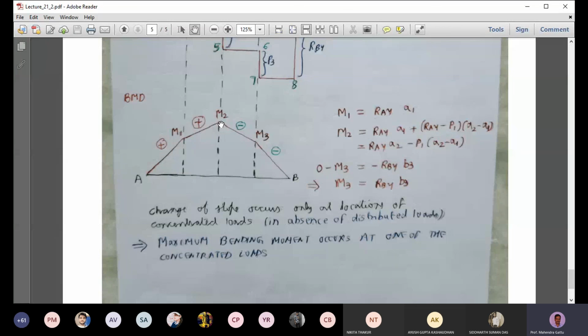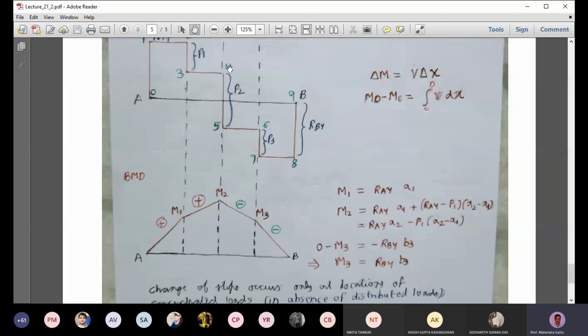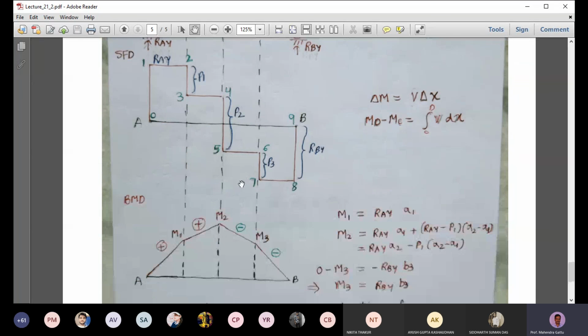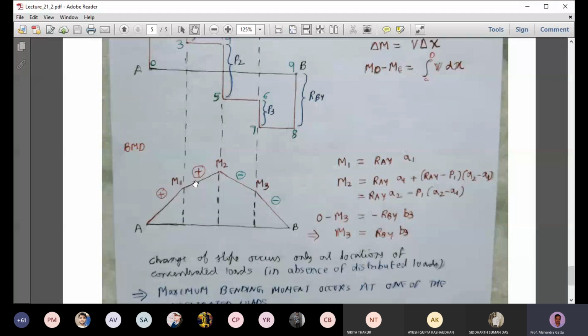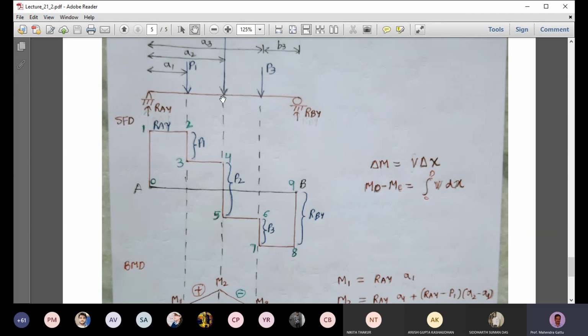So the maximum bending moment occurs at M2, and that corresponds to this point. The main take-home point is that the maximum or minimum bending moment will occur only at the locations of the concentrated loads. So you need not analyze the entire beam for finding out where the maximum bending moment is located. We can just find the locations of the concentrated loads, find the bending moments there, and find the maximum of those bending moments.